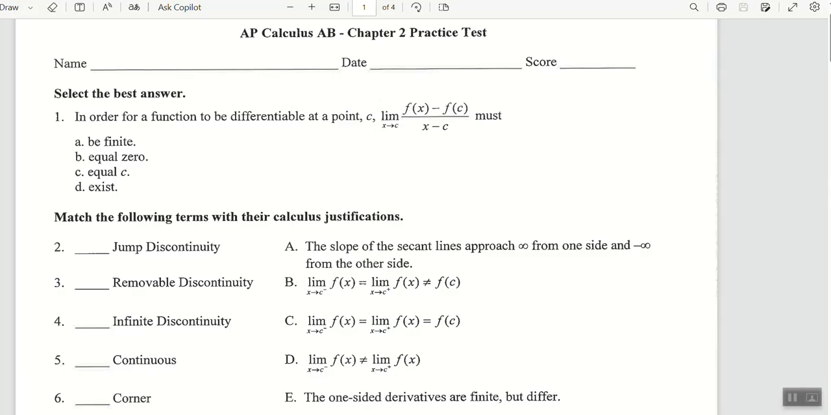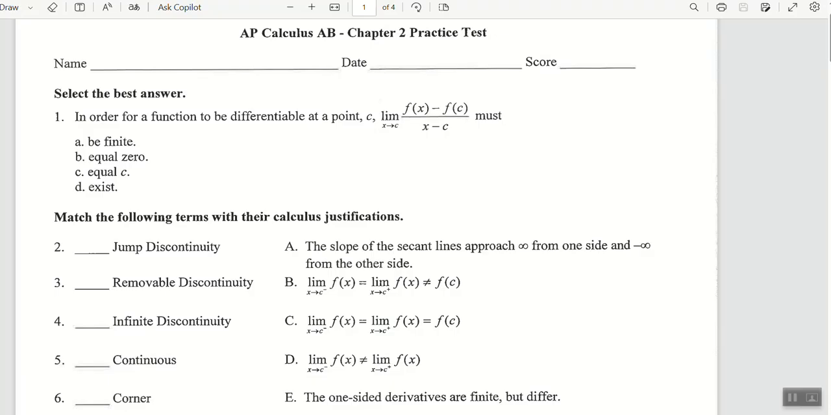I want this function to be differentiable at a point C. In order for this to be true, what must happen about this limit, do you think? Does it need to be finite? Okay. Does it need to be equal to 0? No. Does it have to equal the x value that we're approaching? I don't think so.